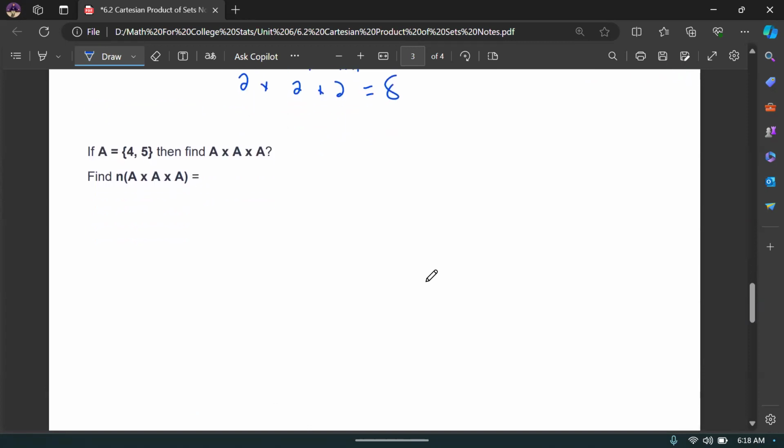All right. So another example of this, using {4, 5}. So again, it's basically {4, 5} times {4, 5} times {4, 5}. So again, ordered triplets, find all the combinations of 3 that you can.